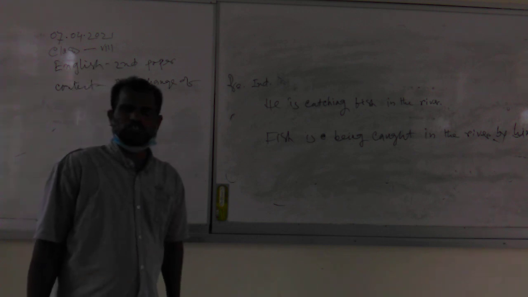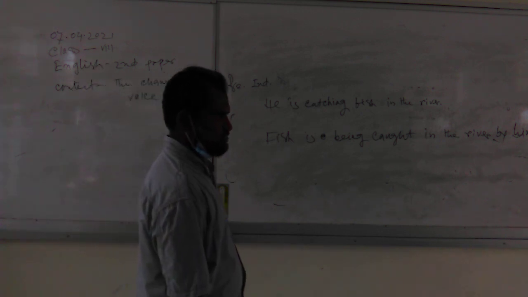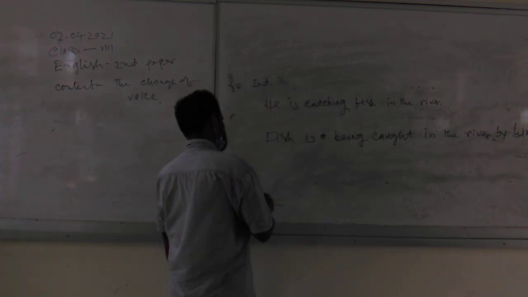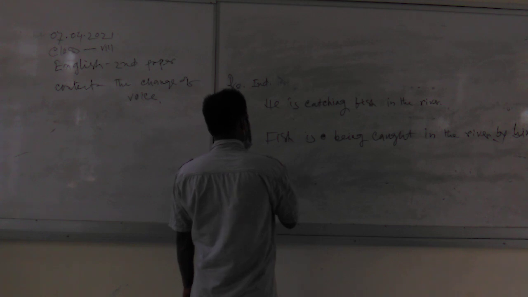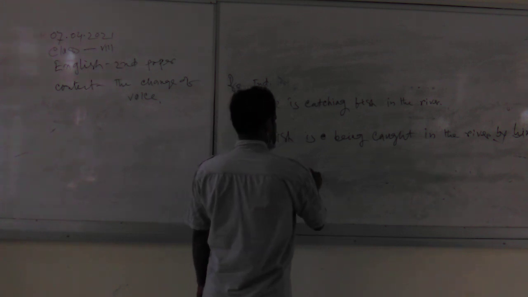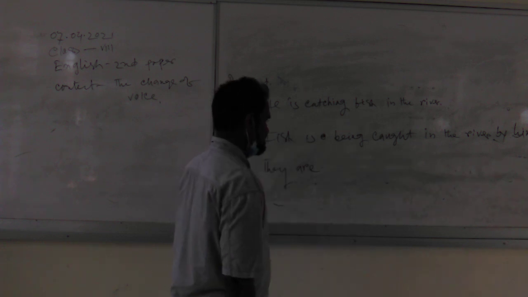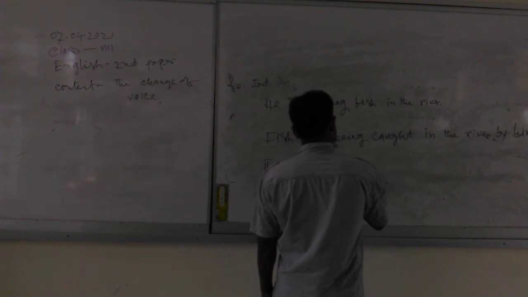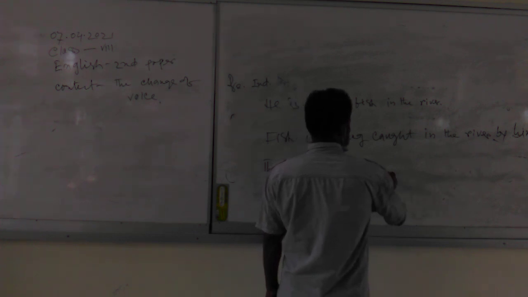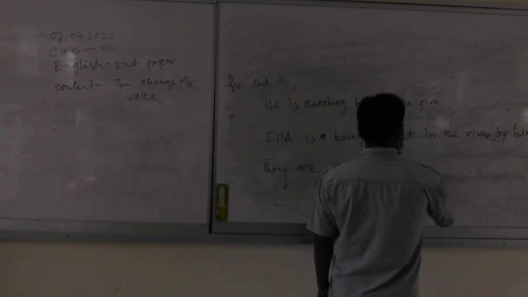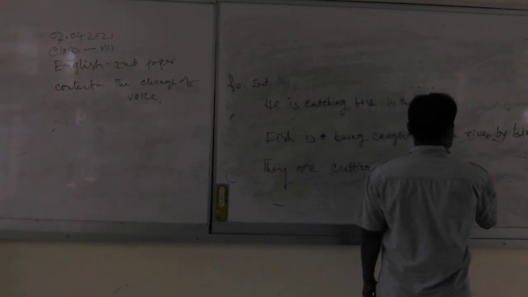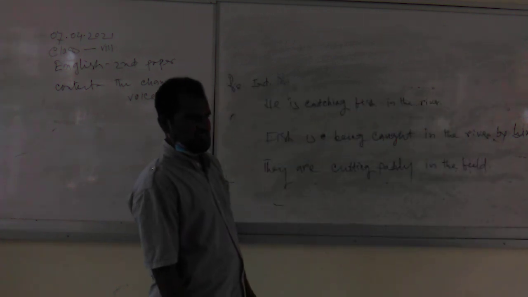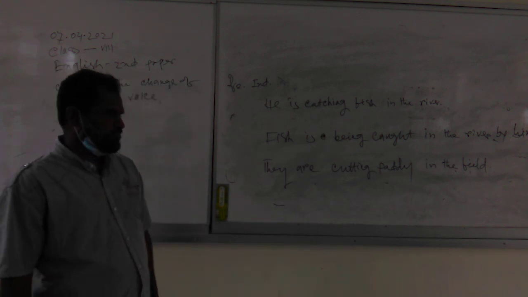Now I am going to give another example of it. Then it will be very easy and very clear to you all. That is, they are cutting paddy in the field. They are cutting paddy in the field. This is also an example of present continuous tense, and now I am going to make it passive.